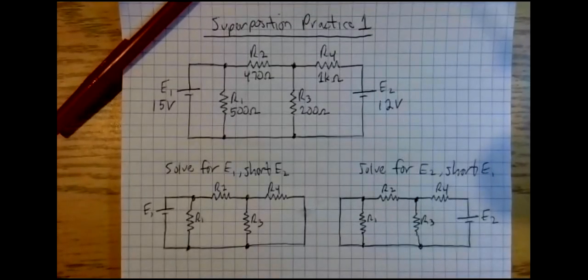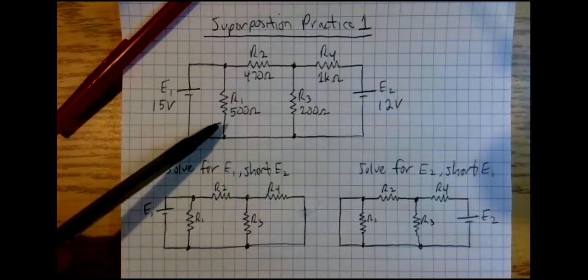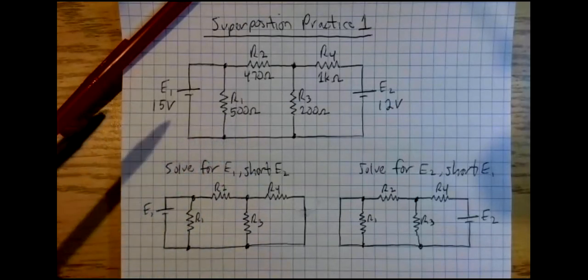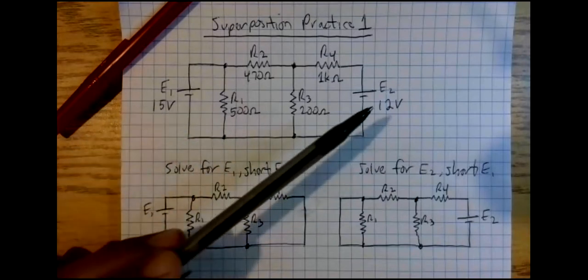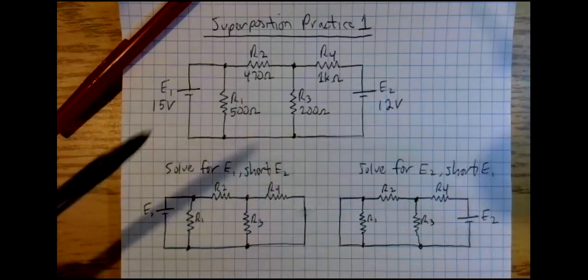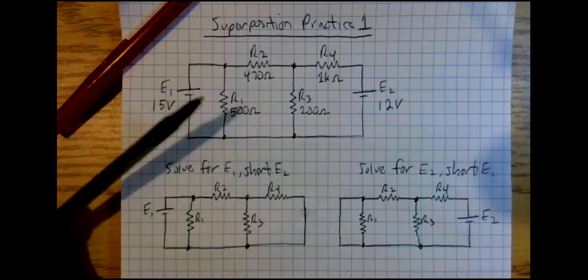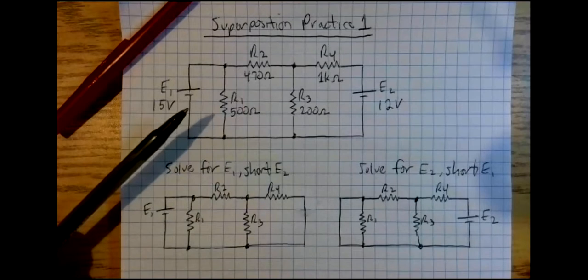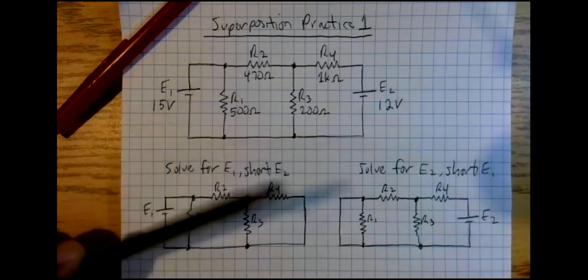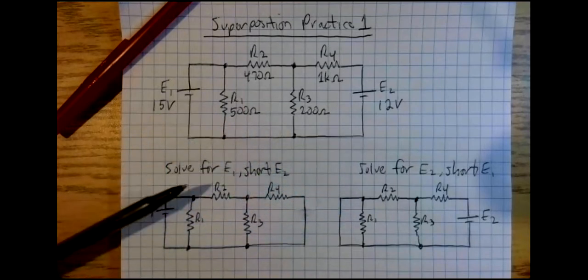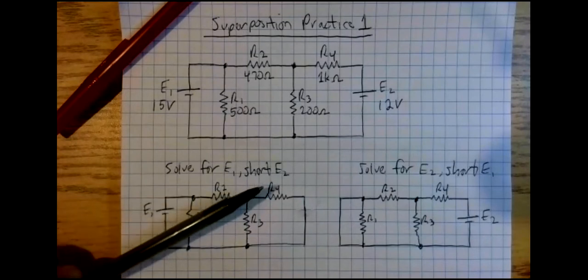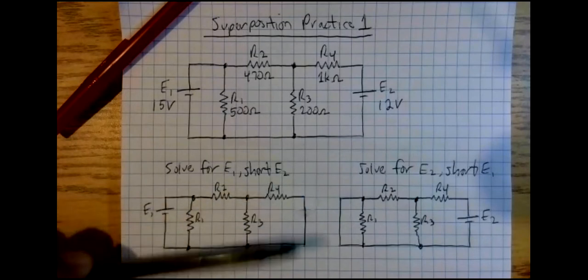We're going to use the superposition theorem to solve all the voltages in the resistors in this circuit. So we have E1 and E2, 15 volts and 12 volts, and 4 resistors. As we discussed in our lecture, we need to solve for each power source by shorting out the other. So we're going to solve for E1 first, and we're going to short E2 as we did over here.